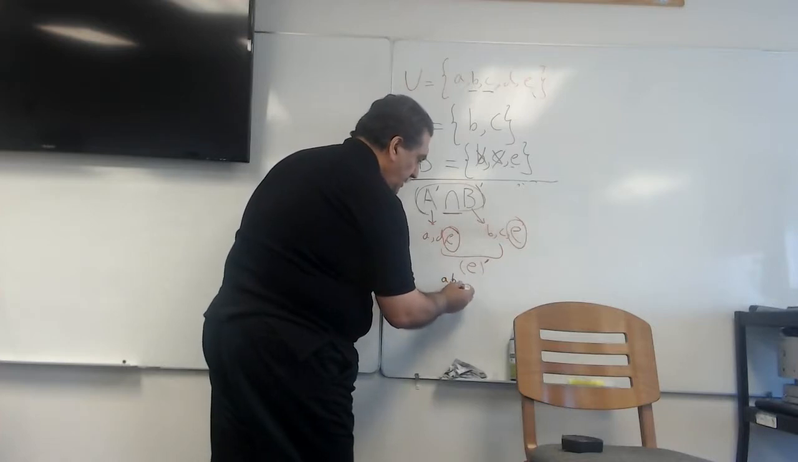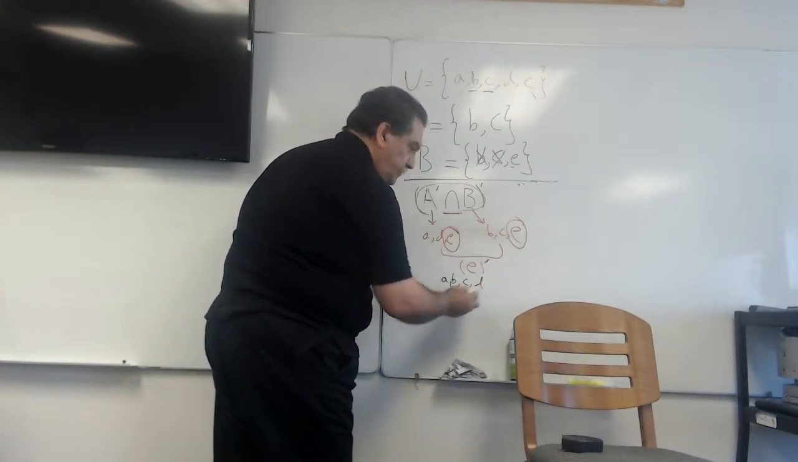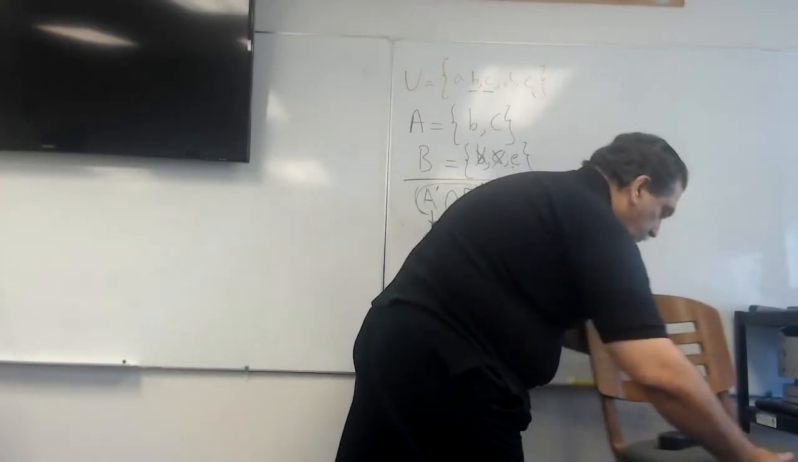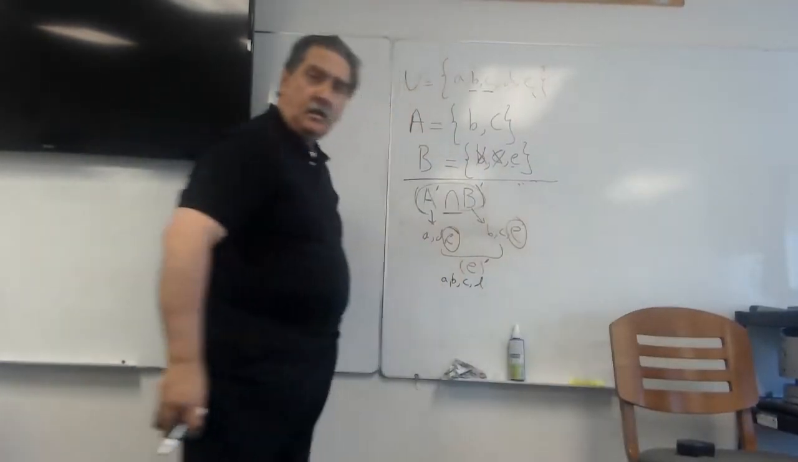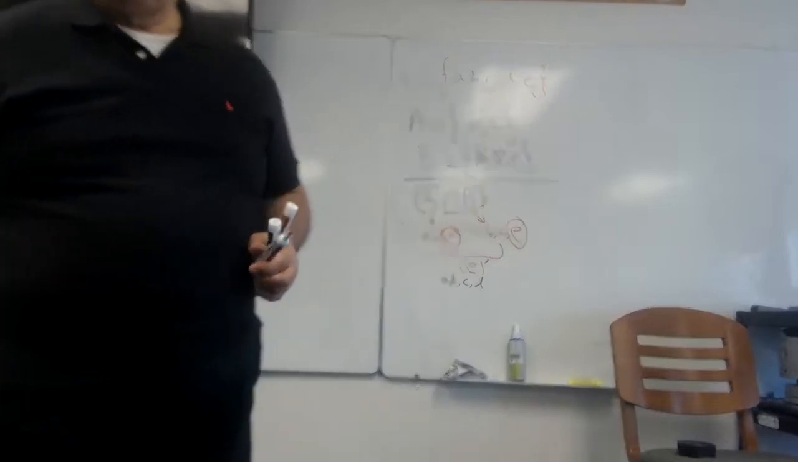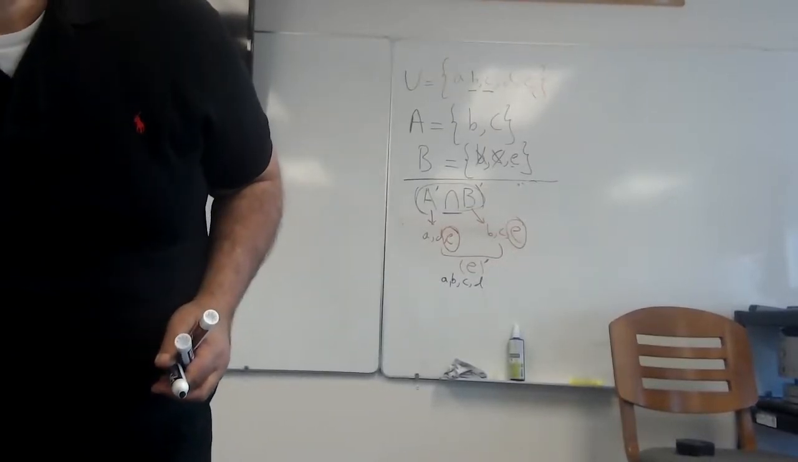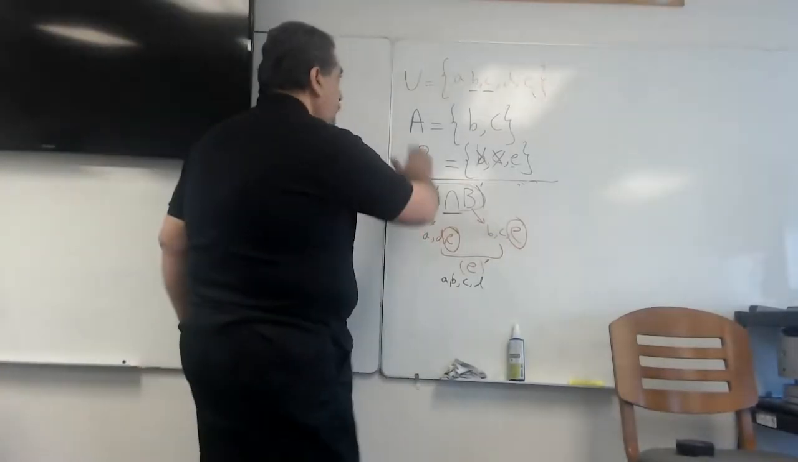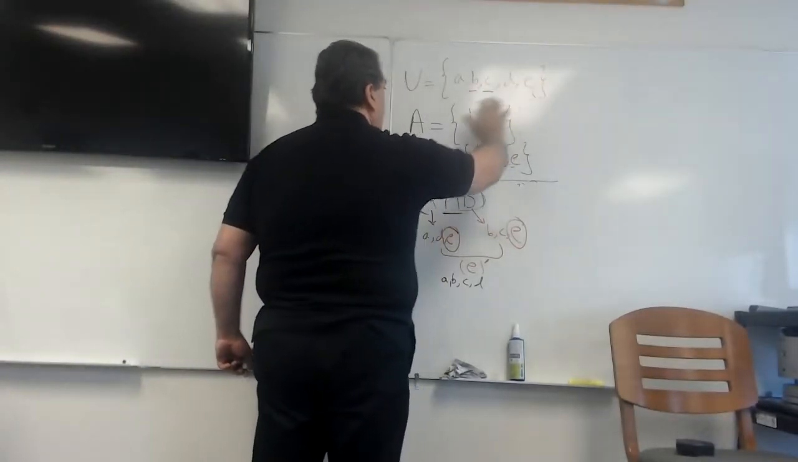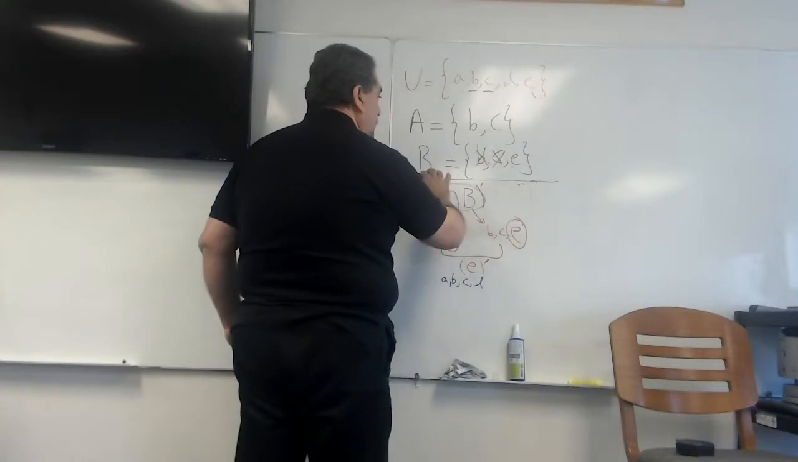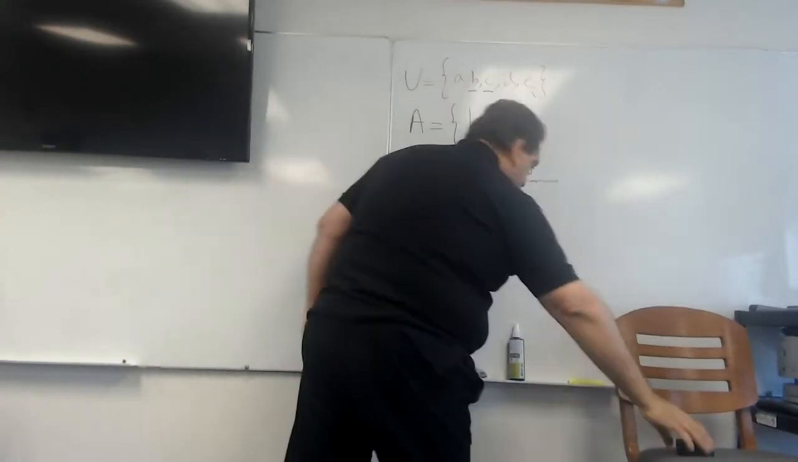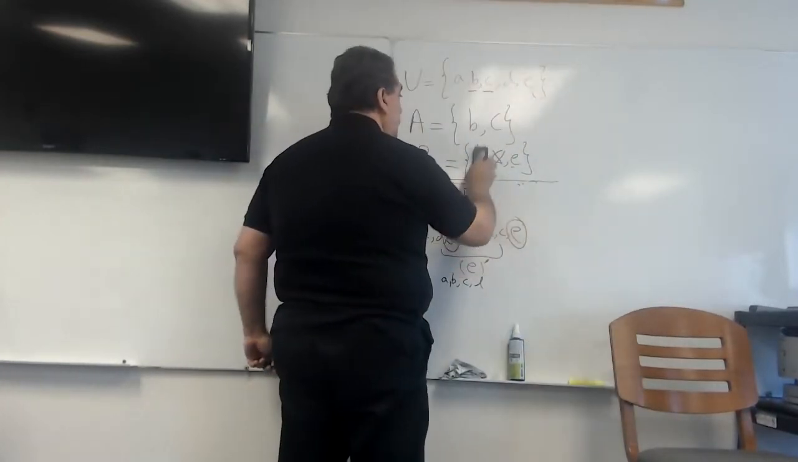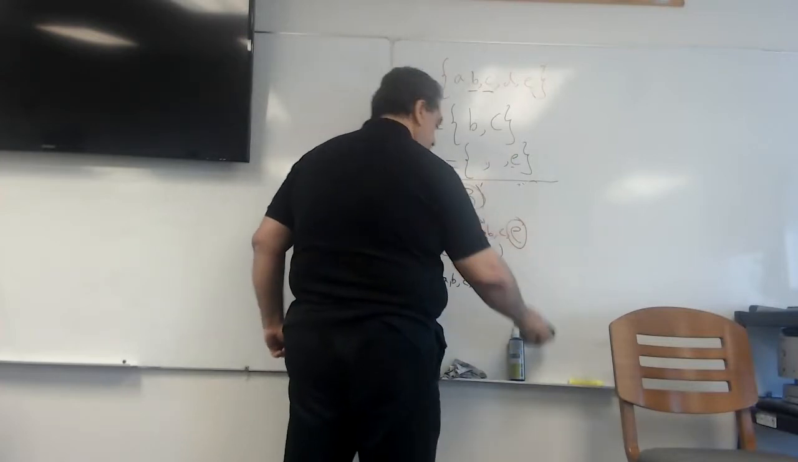A, B, C, and E. Let me just see. So I go over this one more time. This is our universal set. This is set A. This is set B, which has B, C, and E.